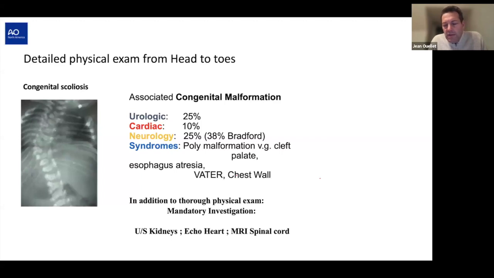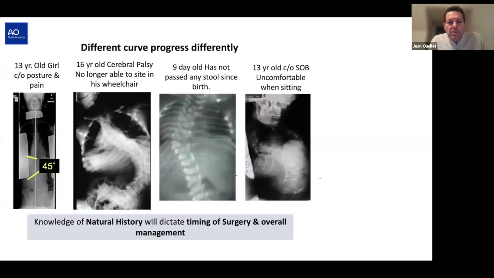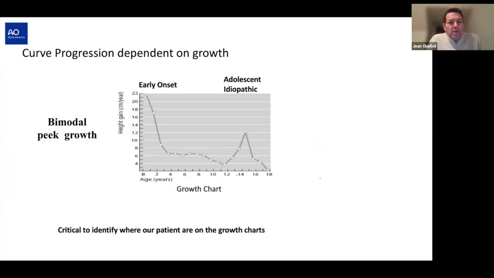So all these children that have a congenital malformation, you should be getting kidney, like abdominal ultrasounds, looking for kidney abnormalities, getting an echo of the heart, seeing if they have any cardiac malformations, and obviously an MRI scan to assess the spinal cord. Now, the broad categories also progress differently, and knowing the natural history of the individual curve that presents to you in clinic will determine the timing of the surgery and possibly the overall management. So if you think about curve progression as really dependent on growth, then it's critical to identify where your patient is on this growth chart.